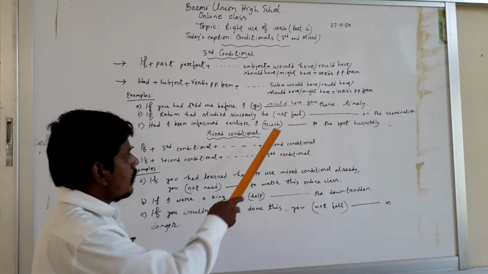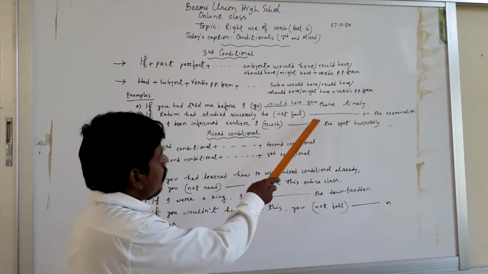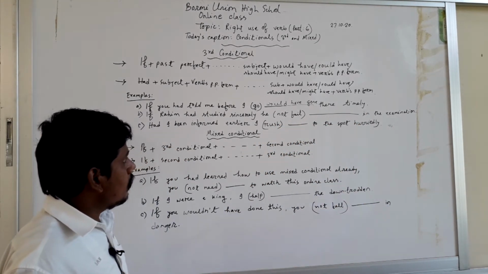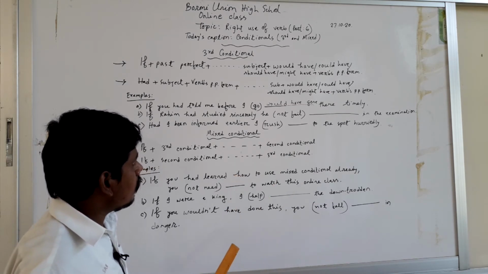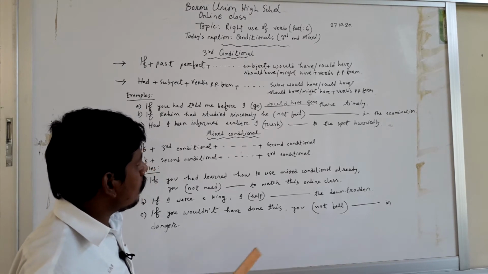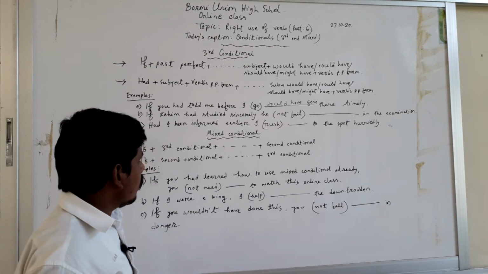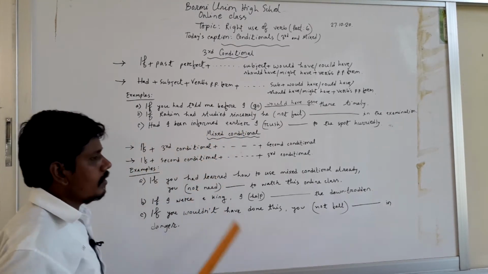And in this case, the result will be he might not fail in the examination, or should not have failed in the examination, or could not have failed in the examination. And example C, had I been informed earlier.